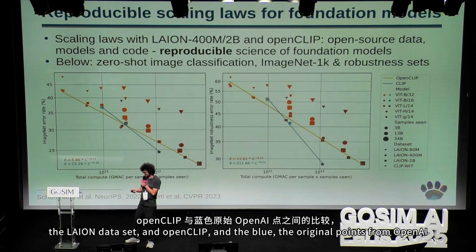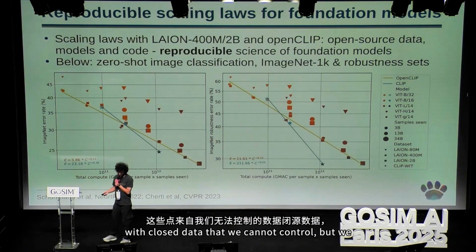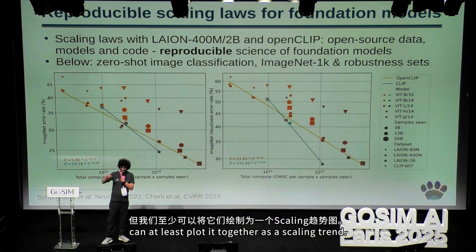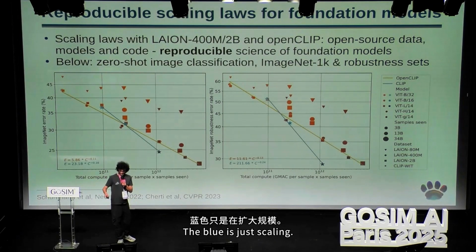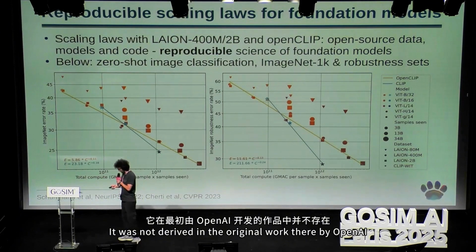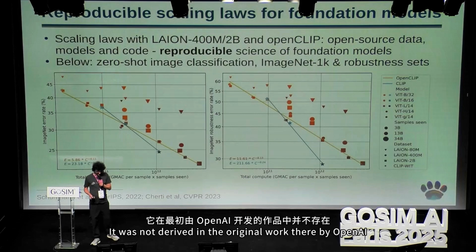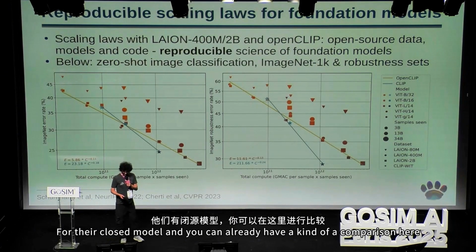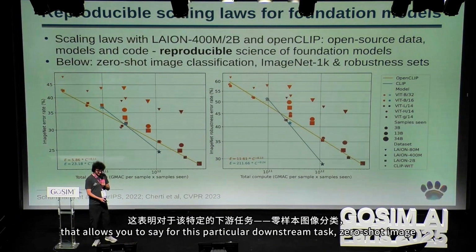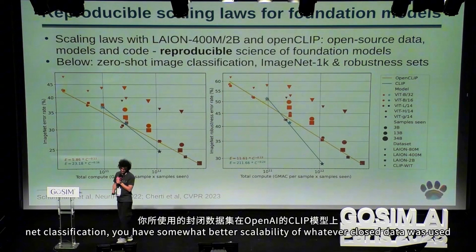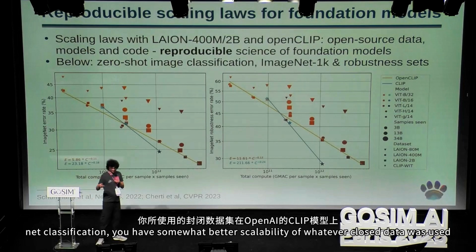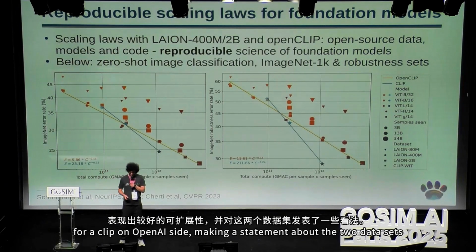What you see then is a comparison here between orange, the LAION dataset and OpenCLIP, and the blue, the original points from OpenAI with closed data that we cannot control, but we can at least plot it together as a scaling trend. So the scaling law is for LAION data. The blue is just a scaling trend, not a scaling law. It was not derived in the original work there by OpenAI for their closed model, and you can already have a kind of comparison here that allows you to say that for this particular downstream task, zero-shot ImageNet classification, you have somewhat better scalability of whatever closed data was used for CLIP on the OpenAI side.